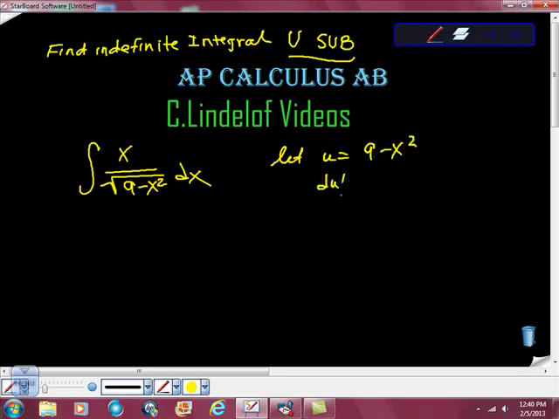I'm going to say that du dx is equal to negative 2x. I'm going to do a little bit of algebra here, and I'm going to get dx is equal to du over negative 2x. Is that all right?